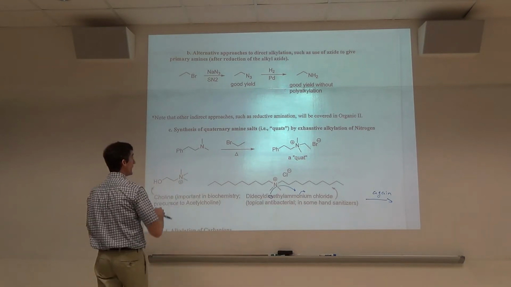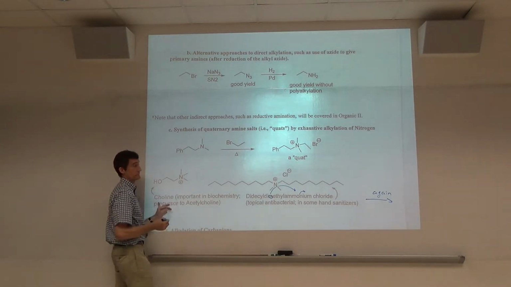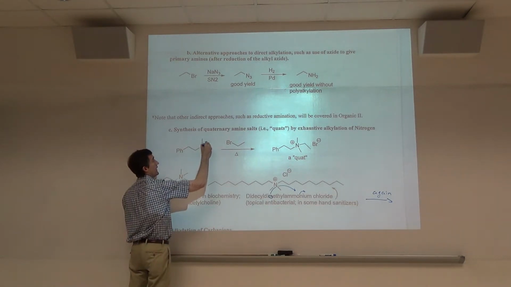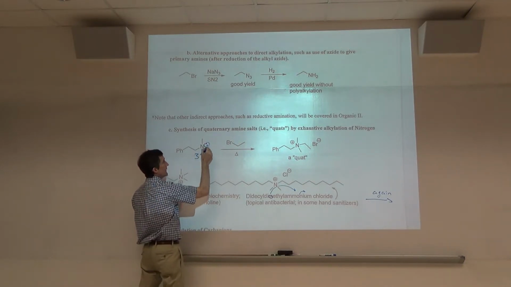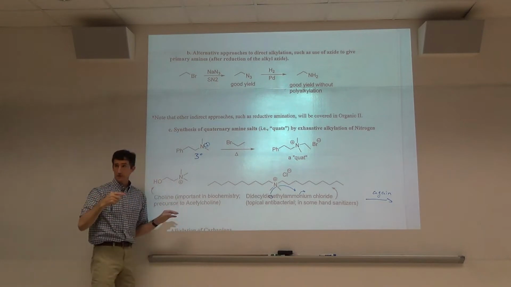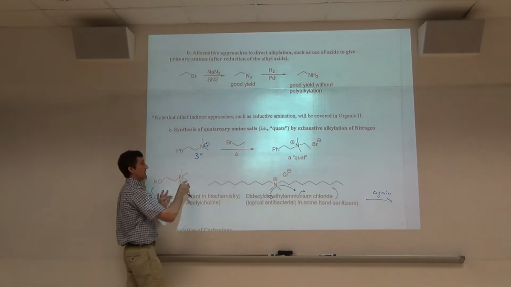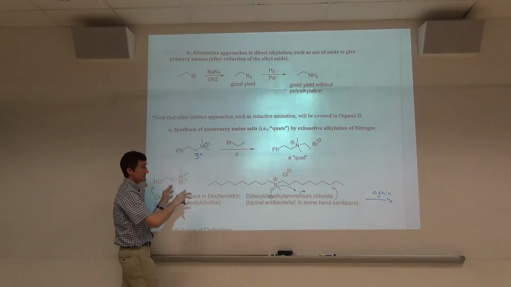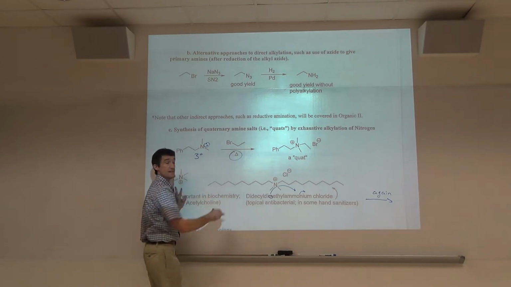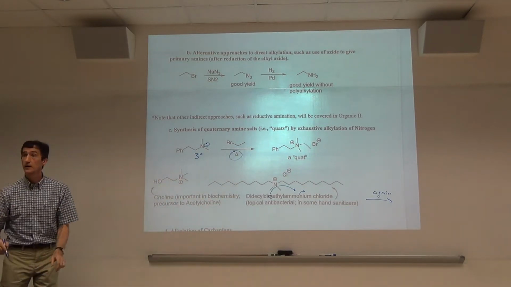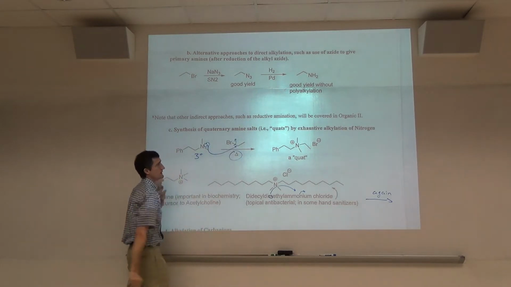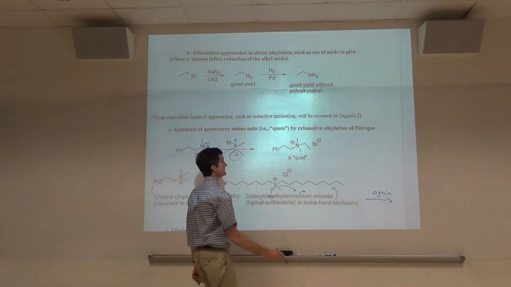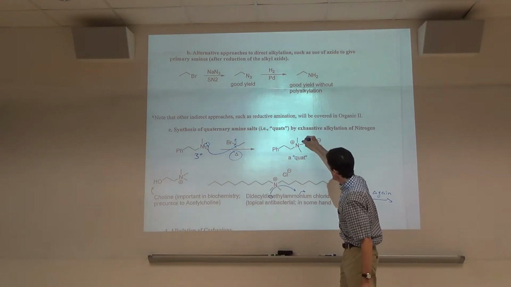Okay, how do you make quats? SN2. We start with this tertiary amine, does have a lone pair. It may be a little sterically hindered, these groups around it, but it still will react. Maybe it would need heat to react because of the sterics. But if these electrons add here and kick that off, what do you get? Well, you get this. It's now bonded to that.